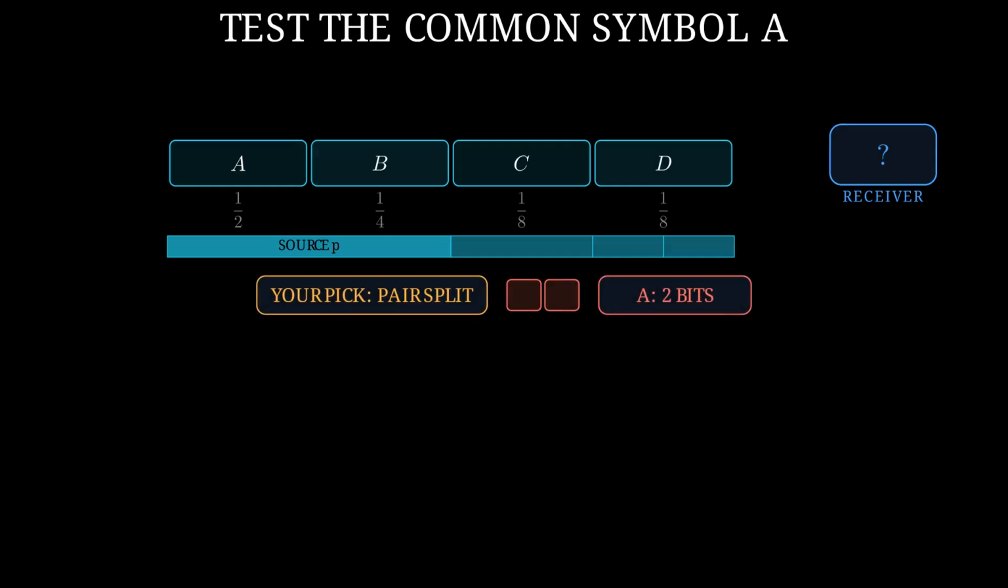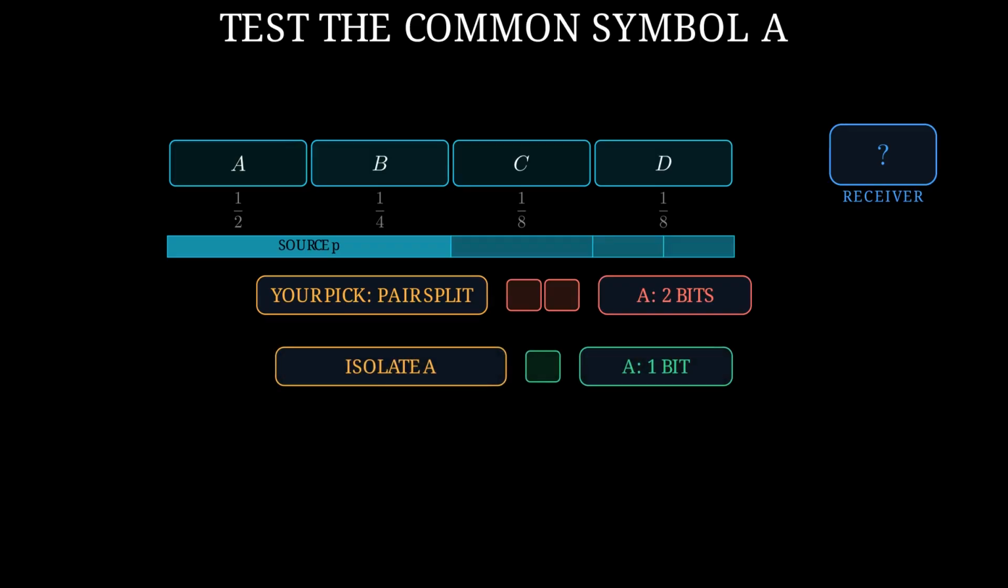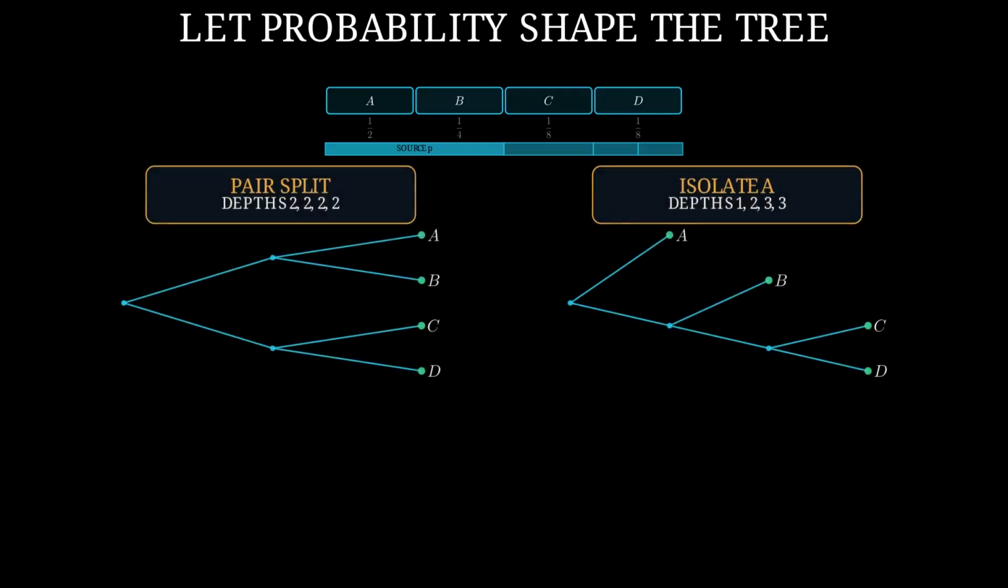But test the common symbol A. The pair root spends a second bit. The isolate root stops after one bit. One symbol cannot settle an average, so follow all four. Complete both codes. Splitting two pairs gives every symbol depth 2. Isolating symbol A first, then symbol B, gives depths 1, 2, 3, and 3.